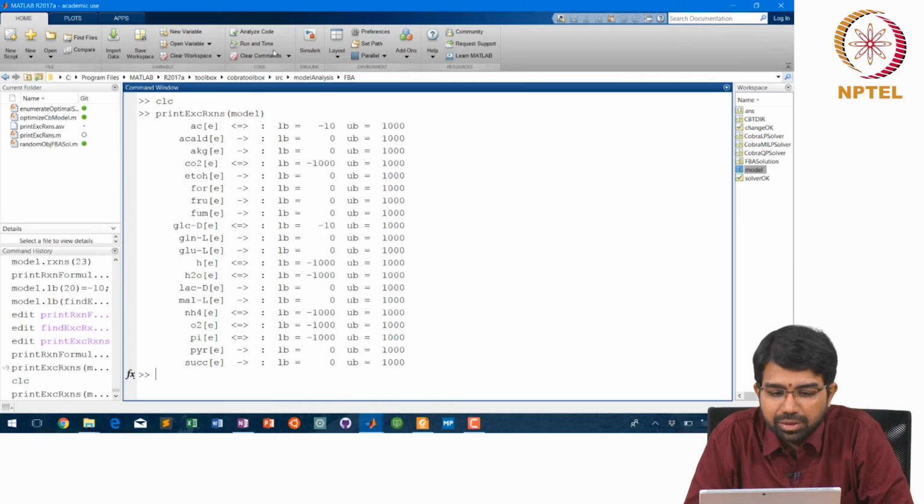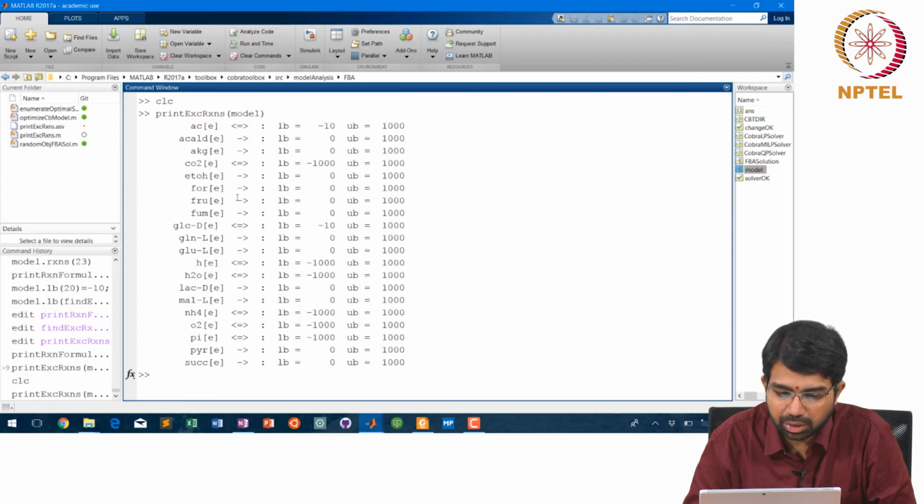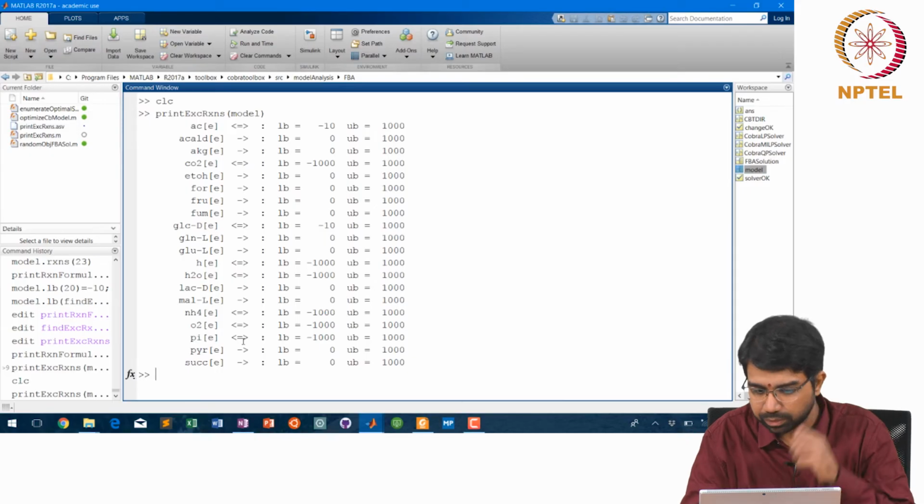Okay. So, now we have a small piece of code that tells you what the exchanges are and how they look. I just wrote a new piece of code which says print exchange reactions. It says okay, this is acetate both ways. Minus 10 means 10 comes in. This is how much glutamine is secreted, this glutamate is being secreted, ethanol and so on. And ammonium, oxygen, phosphate, right.